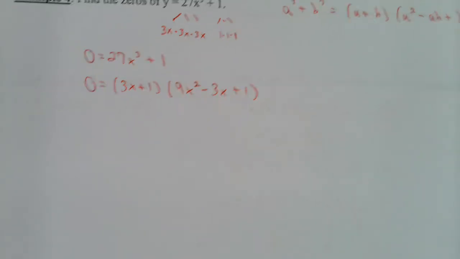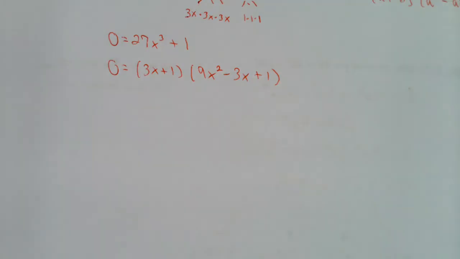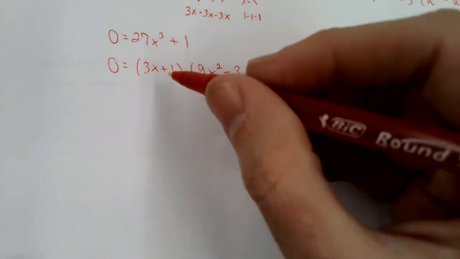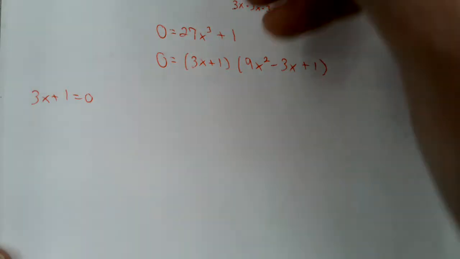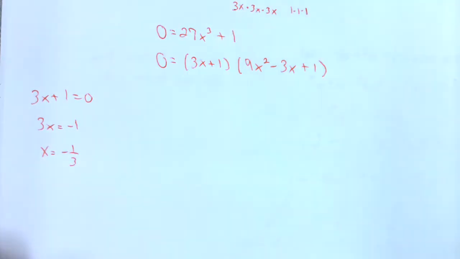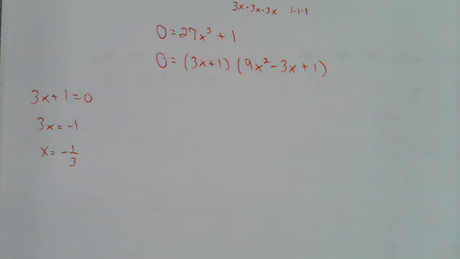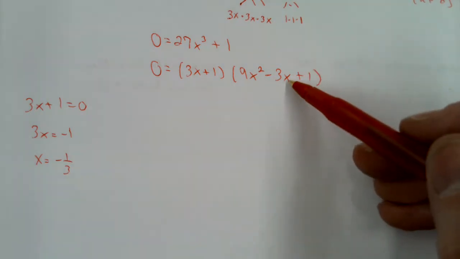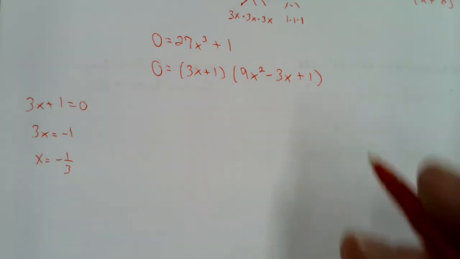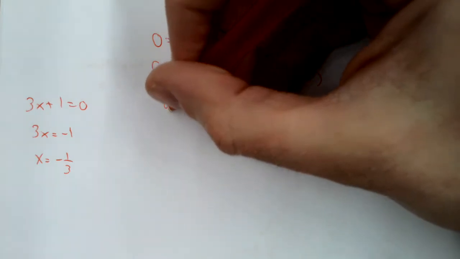Now let's set each of these equal to 0, and let's solve each one. Let's do 3x plus 1 equals 0 first, because that's easy. 3x plus 1 equals 0. 3x equals negative 1. X equals negative 1/3. Nice. Now we have to set this factor equal to 0, and we have to solve it. Oh boy.